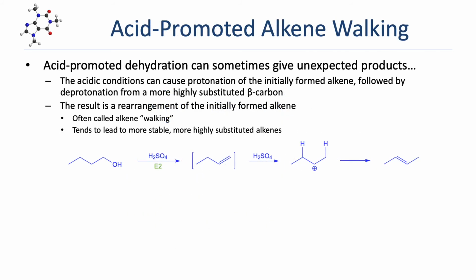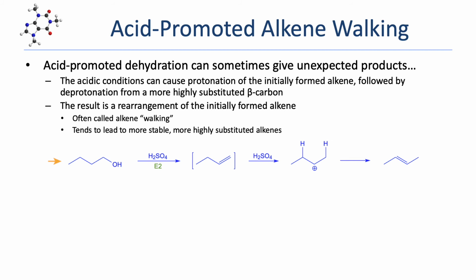The acid-promoted dehydration of an alcohol can sometimes give rise to unexpected products. If we look at this example, we start with a primary alcohol, which would actually undergo an E2 elimination to give 1-butene. Under these strongly acidic conditions, the initially formed alkene can undergo protonation to form a carbocation. That carbocation can then reform an alkene by losing a beta proton from either side.